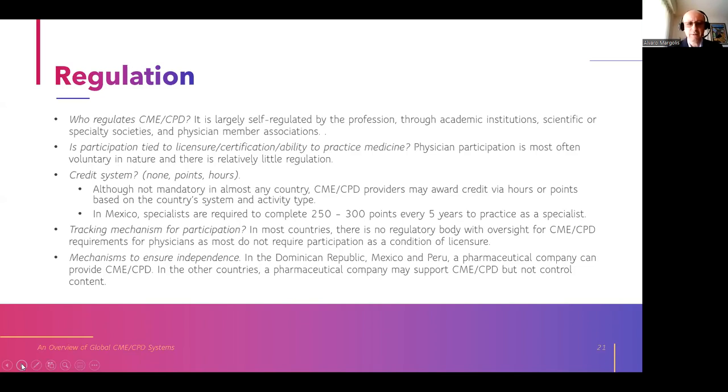And tracking mechanisms are loose, not very well implemented, because licensure does not require it to practice as a physician. And the last question is mechanisms to ensure independence. It varies across countries, but as Samar said for the Middle East and North Africa, it happens in Latin America that in some countries like Mexico, Peru, or the Dominican Republic, a pharmaceutical company can even provide CME CPD. So independence is not ensured here.